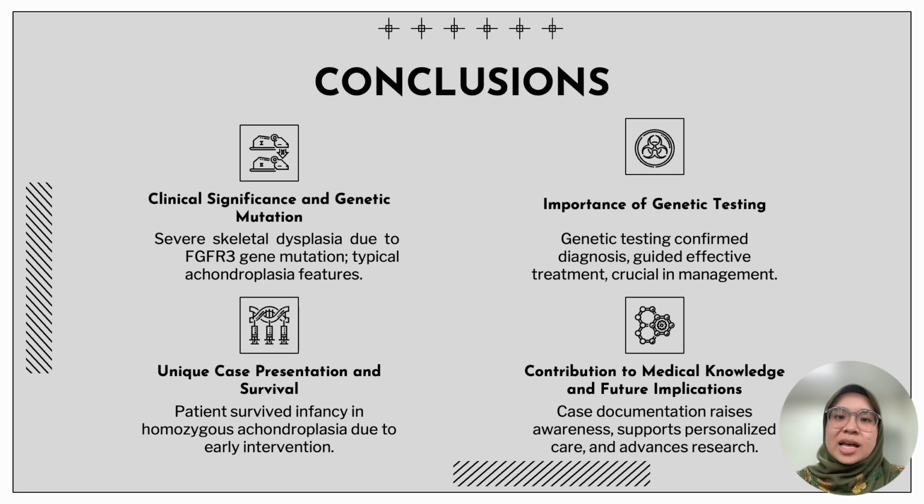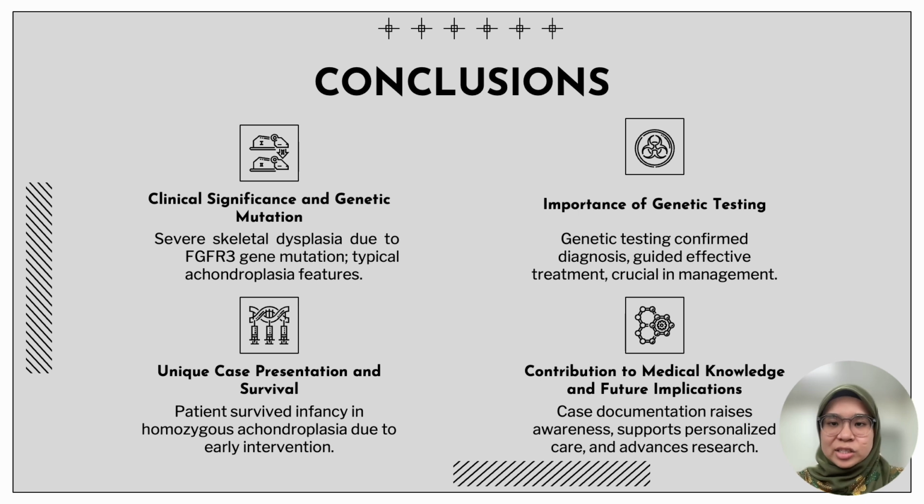As for the conclusion, this case study highlights the clinical significance of homozygous achondroplasia, a rare and severe form of skeletal dysplasia resulting from the homozygous C1138G>A mutation in the FGFR3 gene. The patient presented with severe skeletal abnormalities and typical features of achondroplasia confirmed through genetic testing. Unique due to the patient's survival past the neonatal period, this case underscores the importance of early and accurate genetic diagnosis and a personalized management approach.